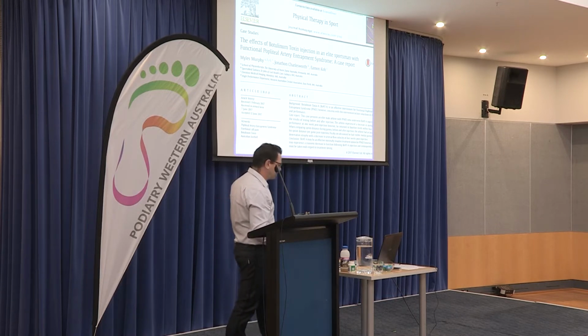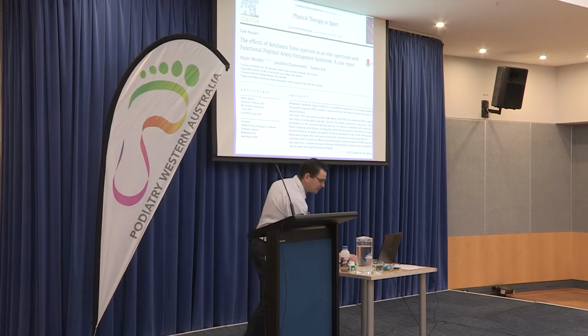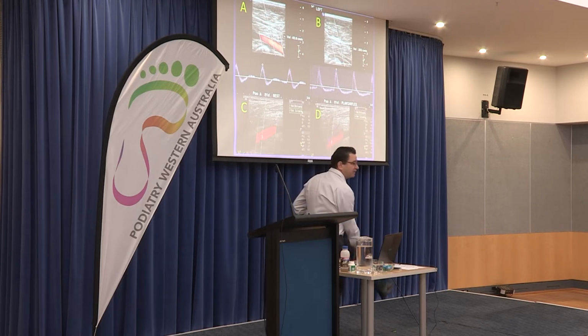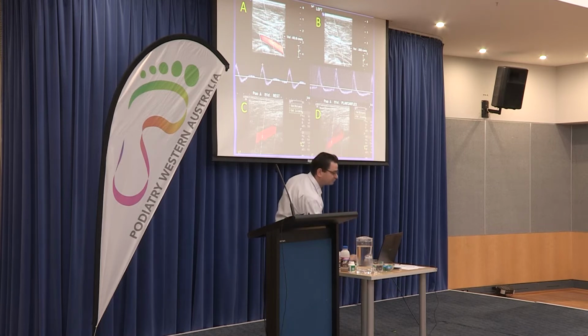So he's done a thing with Botox, is what I'm saying. To put it in context, this is someone's popliteal artery. We're looking at the popliteal fossa behind the knee, just looking longitudinally.